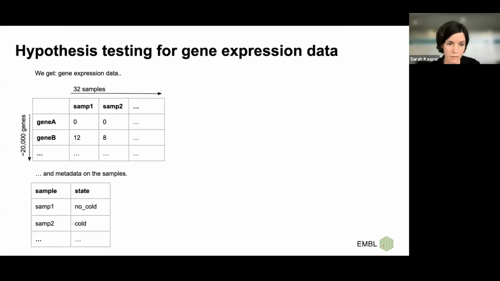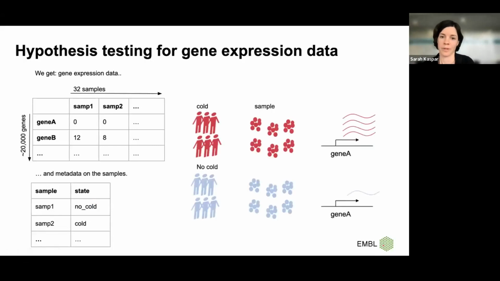In addition to that, we have metadata on the sample, and this metadata tells us more about the samples. And the important part here would be, for example, whether this sample belonged to a person that developed a cold or not. So this means by this information, we can divide the samples into a cold and a no cold group, and then we can compare the number of reads in each group to each other.